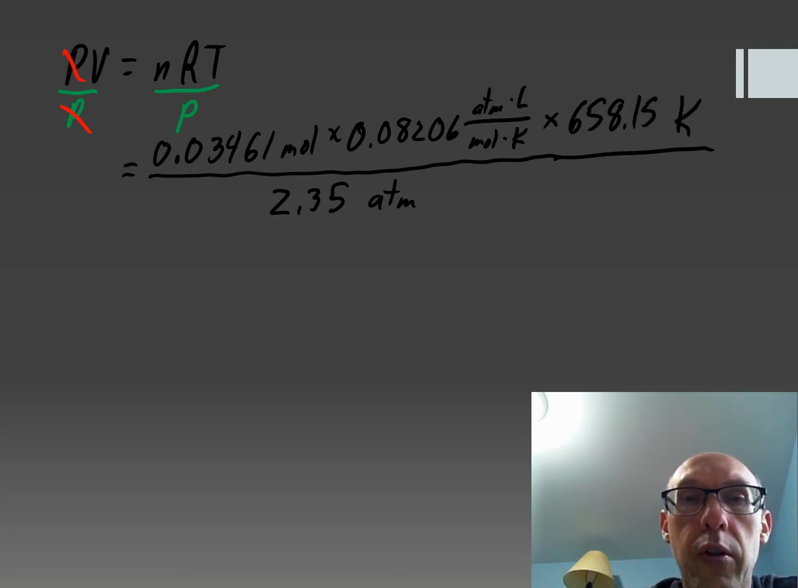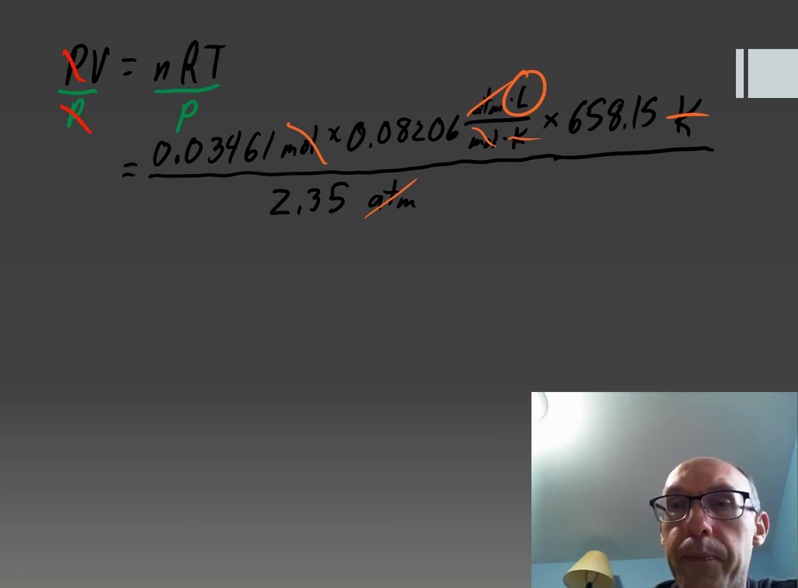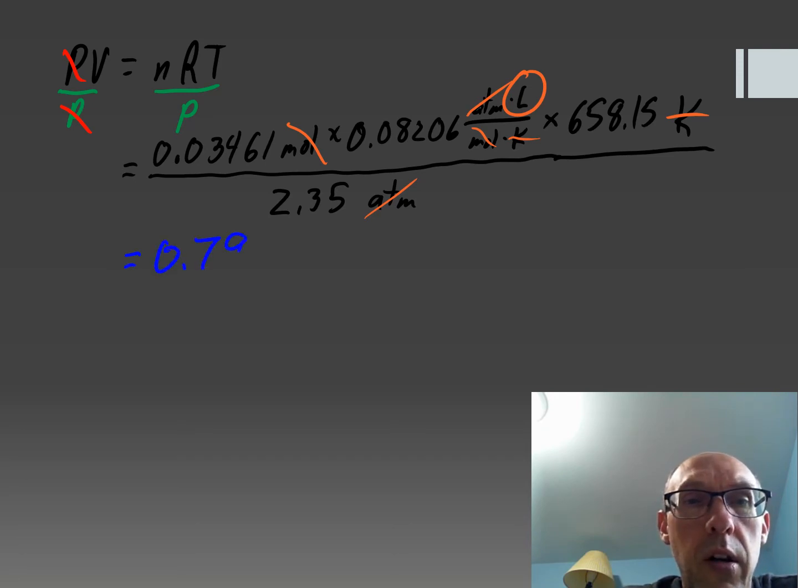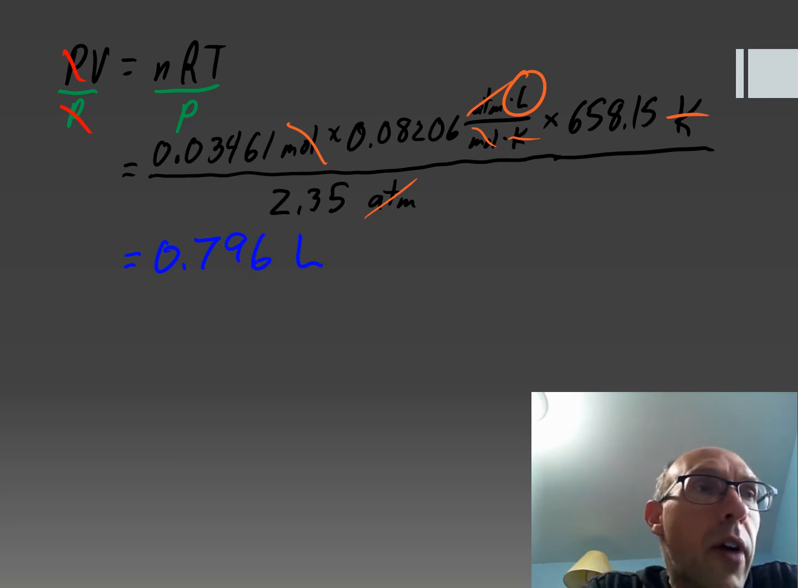We check to make sure that our units cancel, so the atmospheres in the denominator and the atmospheres in the numerator cancel, moles and inverse moles, Kelvin and Kelvin. I'm left with liters, which is the volume unit that I want, which is fantastic. So it's just a matter of multiplying the three numbers in the numerator, dividing by the 2.35, and I will be left with 0.796 liters. And because most of our values in the question were given to three significant figures, that's the detail we need to show.